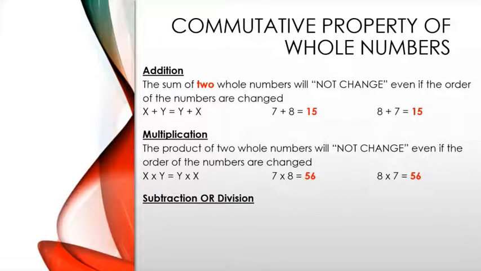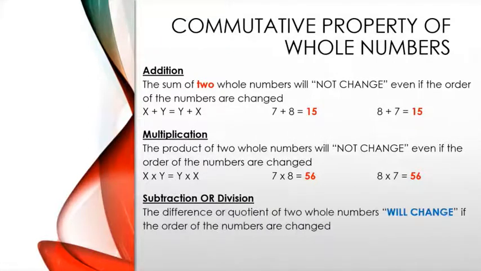In subtraction or division, the difference or quotient of two whole numbers will change if the order of the numbers is changed. In subtraction, for example, x minus y is not equal to y minus x. We can replace that by 7 minus 8, which is equal to minus 1. But if we change the order, it will become 8 minus 7, which is equal to 1.